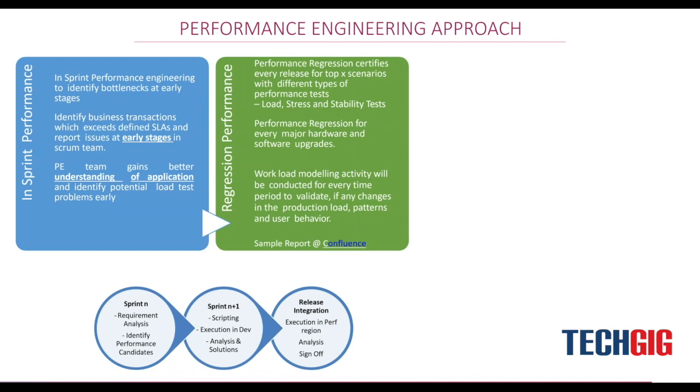Here, if you can see, there are three things: sprint N, sprint N plus one. During the first sprint, you'll be gathering the requirements and identifying performance candidates. During the next sprint, you'll be doing the scripting, execution, development, analysis, and solution. And it will keep on continuing.